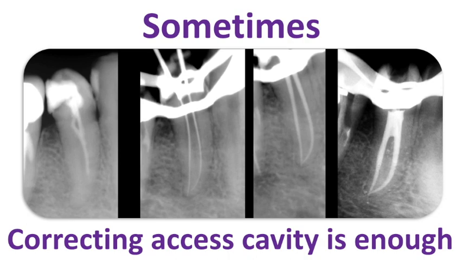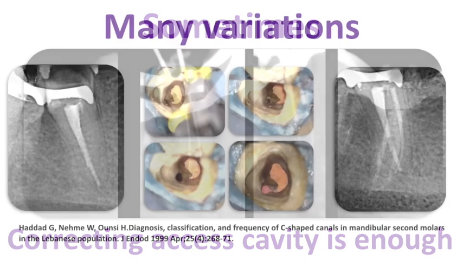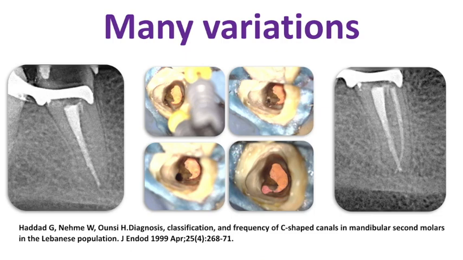So we have variations, and these variations are not specific to one tooth or another. We know that lower premolars have lots of variation, but even molars do.